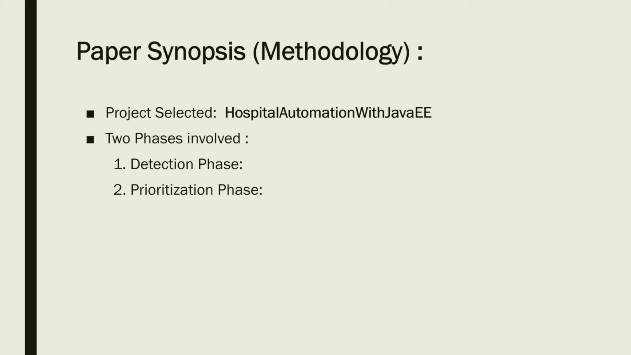The project that has been selected to do the experiment is hospital automation with Java EE. They select this project because it has enough numbers of code smells and it's a medium-sized project, so it's easy to understand and explore. And the two phases involved in this experiment are the detection phase and the prioritization phase.